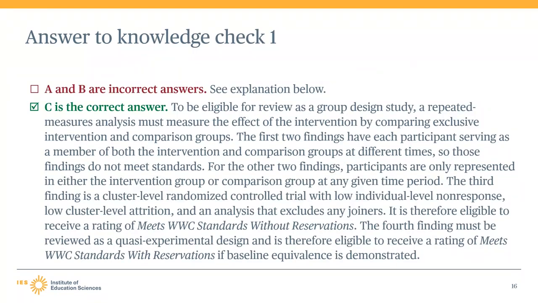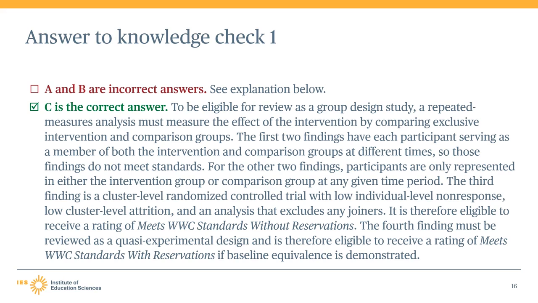To be eligible for review as a group design study, a repeated measures analysis must measure the effect of the intervention by comparing exclusive intervention and comparison groups. This means that a participant can belong only to a single group at each point in time. Analyses in which the same participant is analyzed as both a member of the intervention and comparison groups at different times are not eligible for review unless separate intervention and comparison groups are used for group contrasts at each time period after baseline.